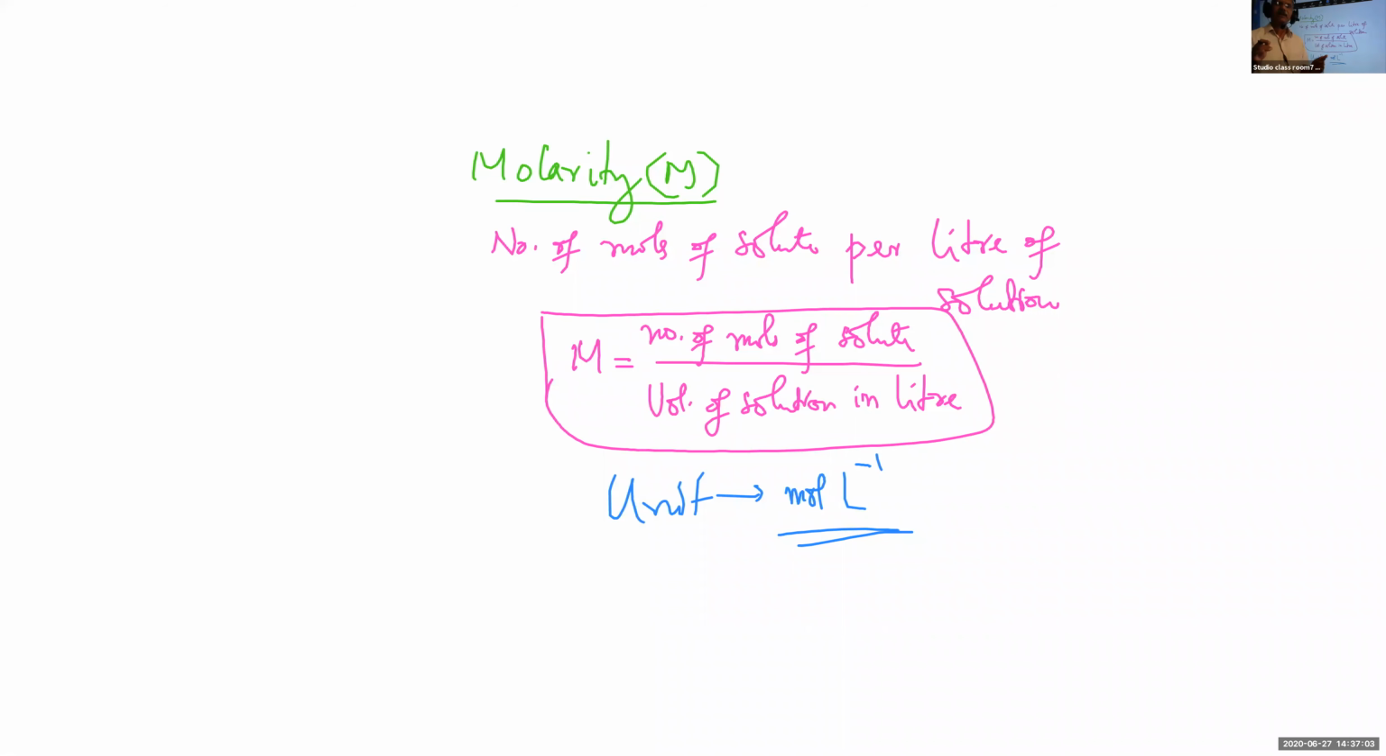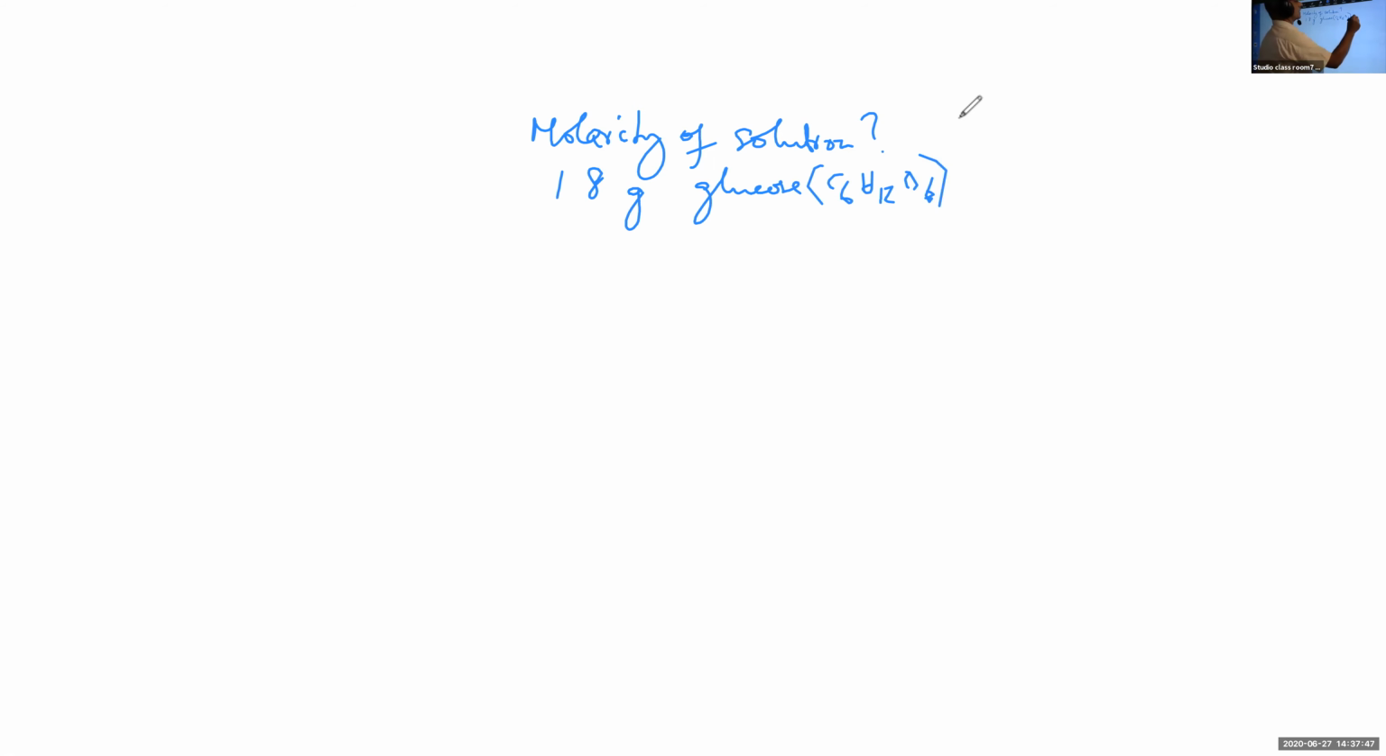If you are not directly given the number of moles of the solute, then what you have to do? You have to convert the mass into number of moles as before. Let us do a problem based on that. You please take down the problem. Calculate the molarity of the solution of 18 gram glucose, C6H12O6, in say 800 ml of water.